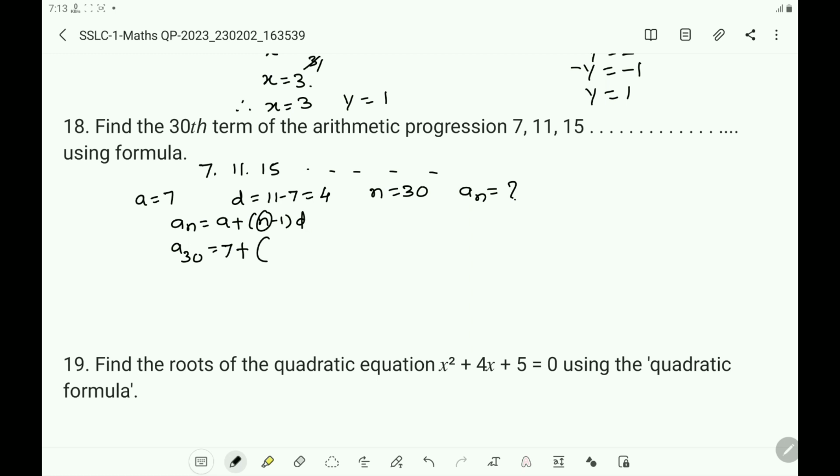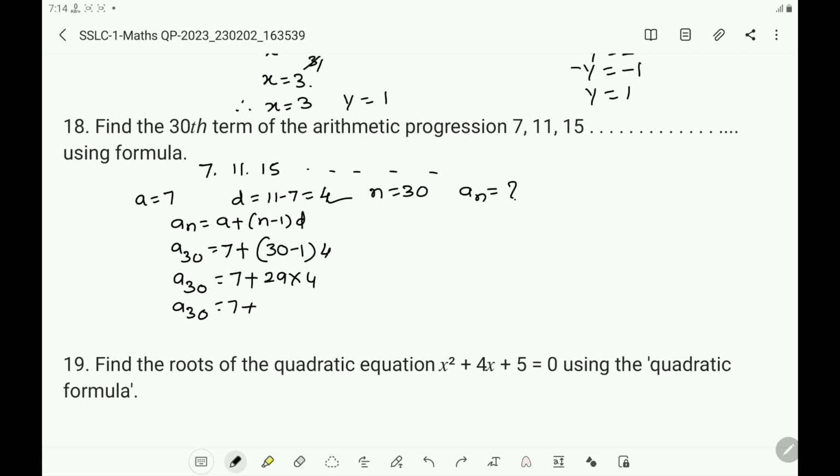Then in the place of n you write 30 minus 1. n minus 1 means 30 minus 1, and d, in the place of d you write 4. Then a30 equals 7 plus 20, 30 minus 1 is 29, 29 into 4. So a30 equals 7 plus the product of 29 and 4.